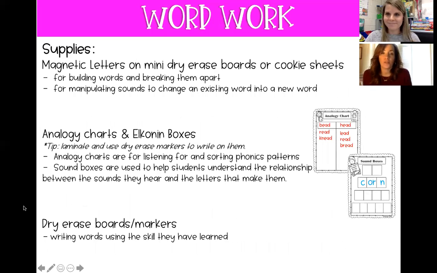Okay, so for word work, it's really good to use magnetic letters or a mini dry erase board for building and breaking words apart. In just a second, I'm going to show you a progression of skills that I use to plan my lessons for the week. Some other things that you can use are analogy charts and Elkonin boxes.